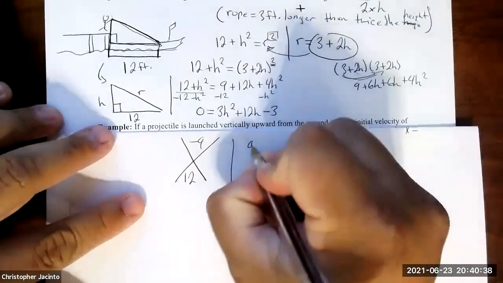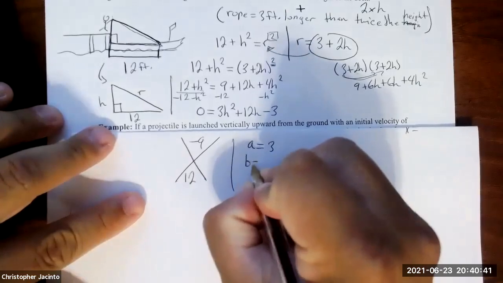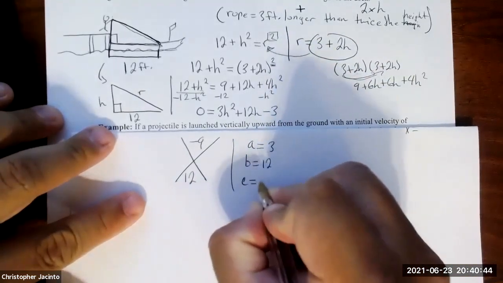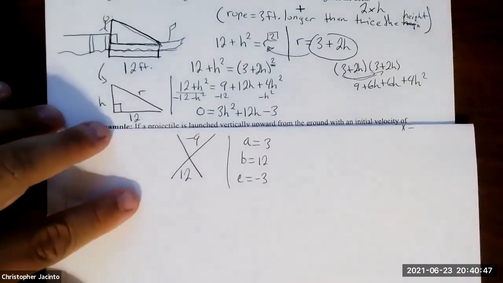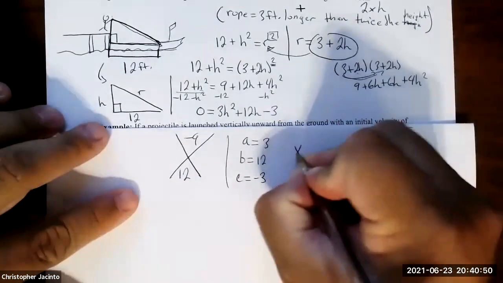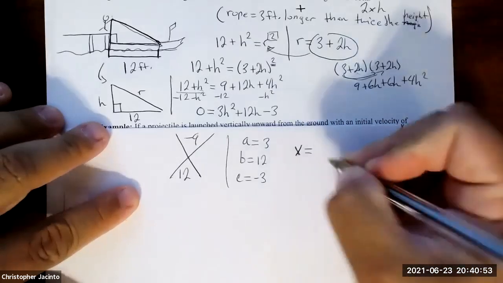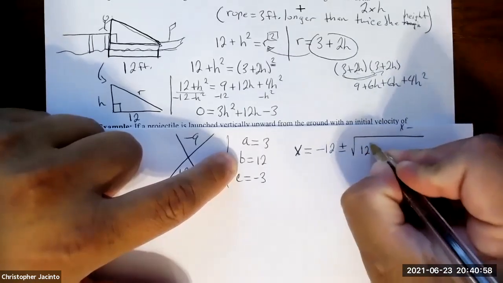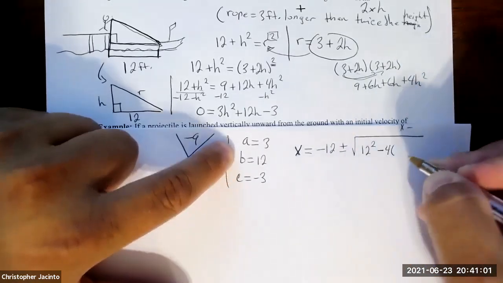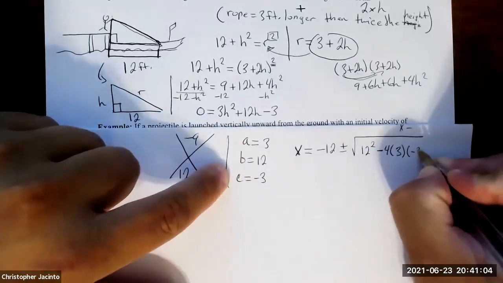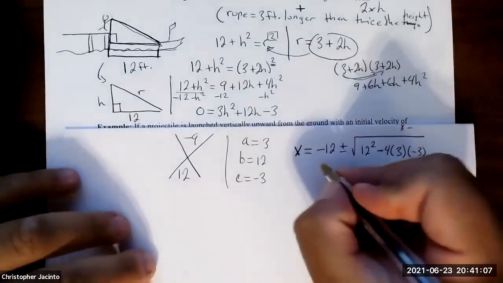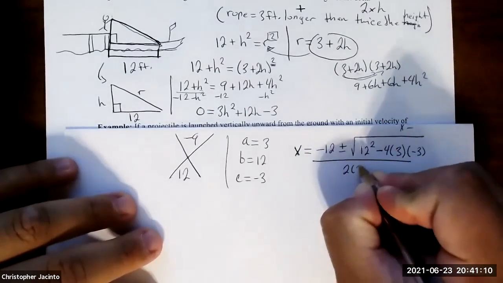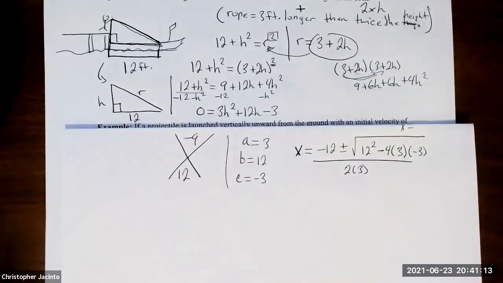All right. So we know A is 3, B is 12, and C is negative 3. And now we're just going to plug it into our quadratic formula. So it's going to be minus B plus or minus the square root of 12 squared minus 4 times 3 times negative 3, all divided by 2 times 3. Again, just using our quadratic formula to plug in what each one is respectively.